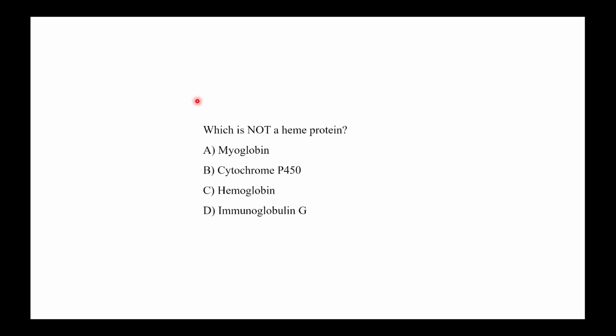Which of the following is not a heme protein? Okay. You have to tell which protein is not containing the heme. Option A, myoglobin. Option B, cytochrome P450. Option C, hemoglobin. And option D, immunoglobulin G.